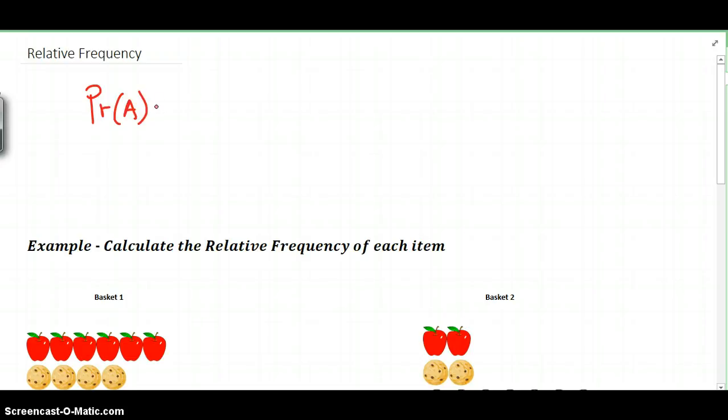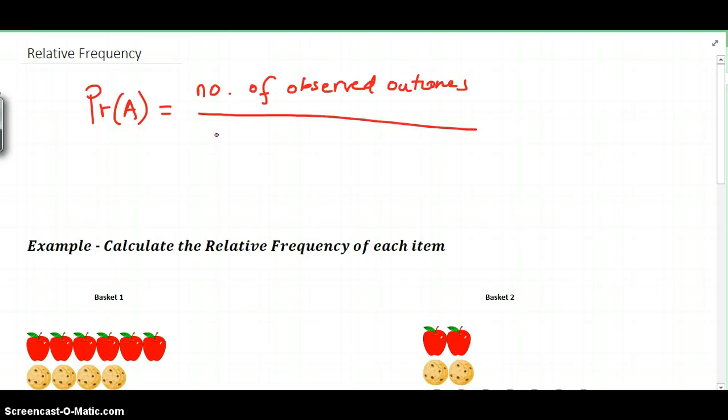A occurring. And the probability of a particular event occurring is equal to the number of observed outcomes over number of total outcomes. So in other words, the relative frequency or the probability formula is how many times did that particular thing happen over the total number of times everything has happened.